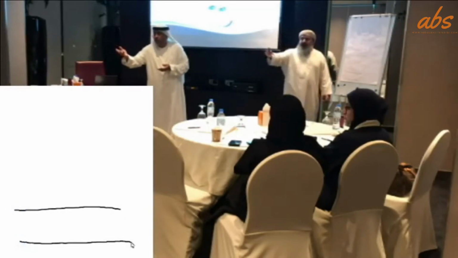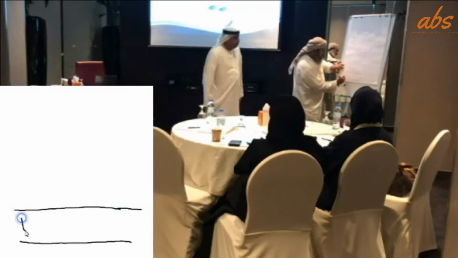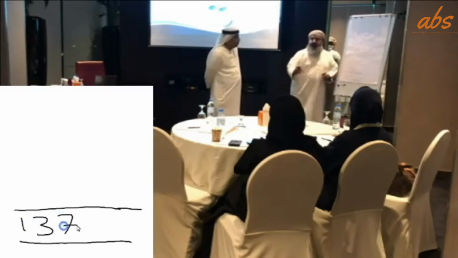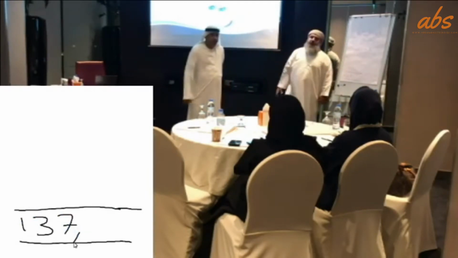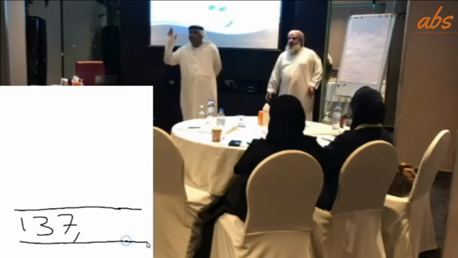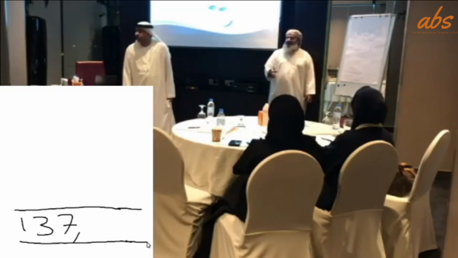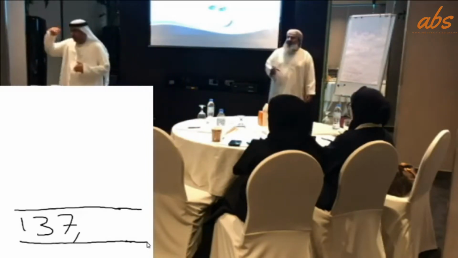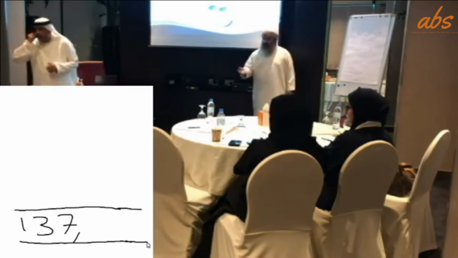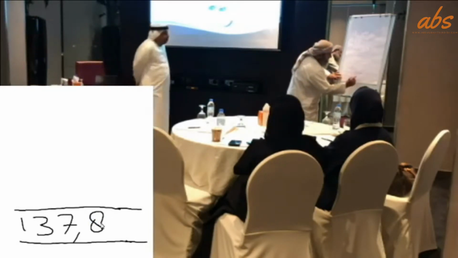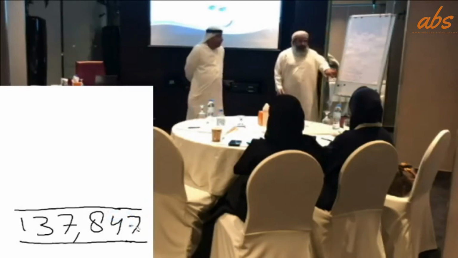Okay, give me any number between 100 and 200. 100 and something. 137. So 137. Now give me any number between 200 and 1000. Different digits. 847. Now this is the answer.